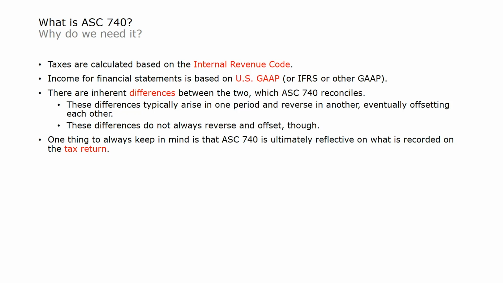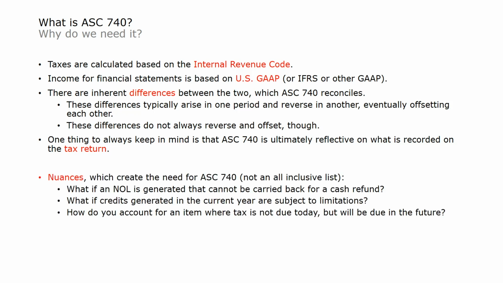Determine what we need to record for our tax provision. There are various nuances in ASC 740, which again creates a need for it. This is not an all-inclusive list at all, but I did list a couple questions here as to things that are a little bit tricky in ASC 740 that require a little bit of additional thought in order to record the correct answer. So I'll just kind of read these off. What if an NOL is generated that cannot be carried back for a cash refund? How does that affect our provision?